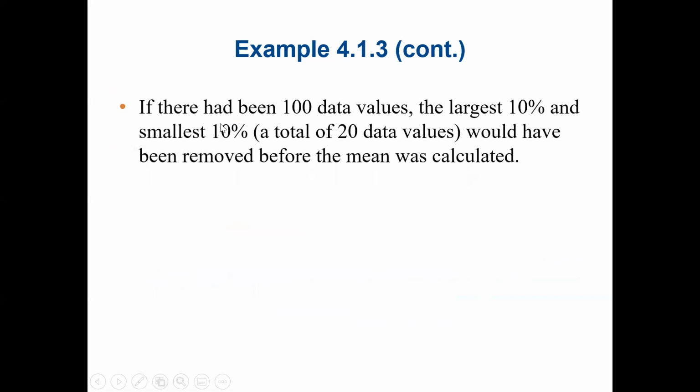Next, if there had been 100 data values, then the largest 10% and the smallest 10%, which is a total of 20 data values, would have been removed before the mean was calculated. So again, 10%, we have 100 data values, which means 10% will be 10. So we take 10 from the left, 10 from the right. So a total of 20 will be removed.